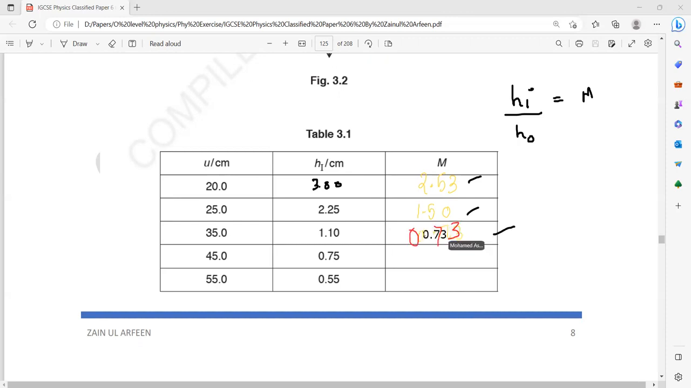0.73. Next is 0.50. Always try to write your answer in the same number of significant figures or decimal places. Like in all the values, if you were having two decimals, this should also be two decimals. So we'll just round off this 0.367 to 0.37.